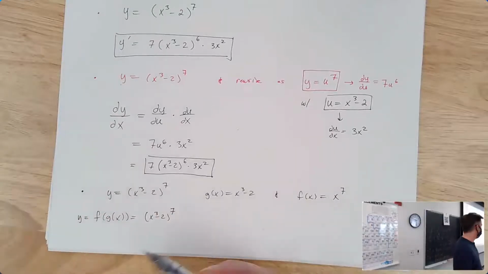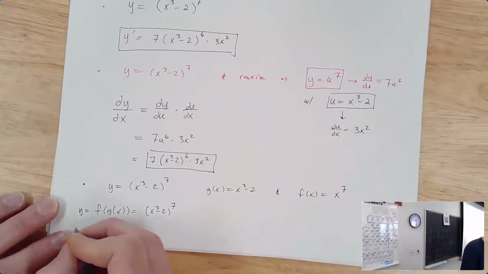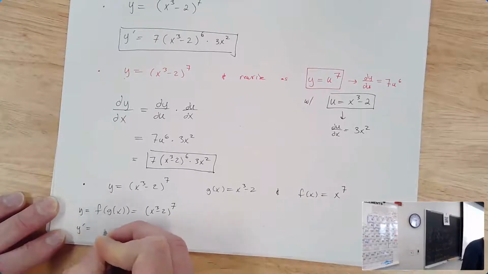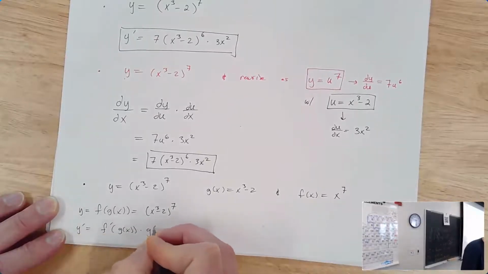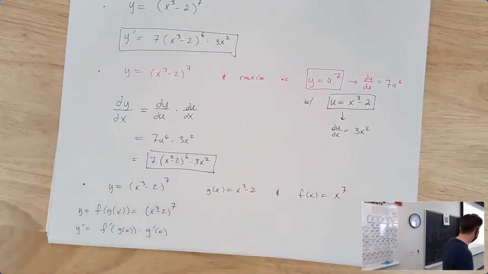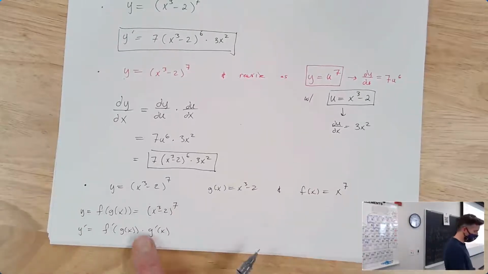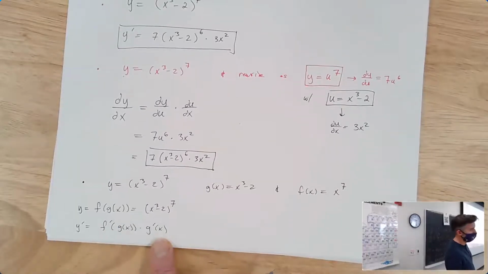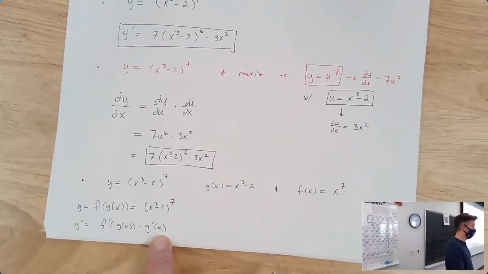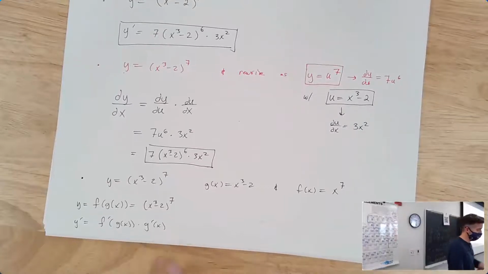Why would you do this? Well, because then you can just throw the formula at it if you've taken the time to memorize the formula. The formula for the derivative of f of g of x is f prime of g of x times g prime of x. Or as I would say, you should say, the derivative of the outer function, leave the inside stuff alone, multiply by the derivative of the inside stuff. And it's the same thing every time.